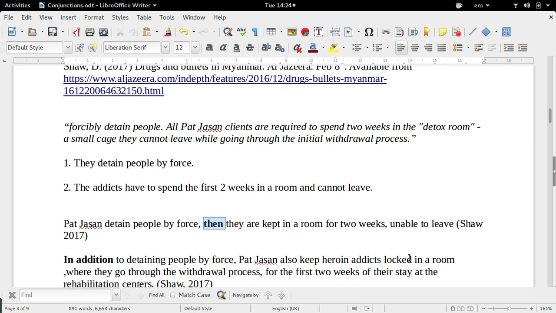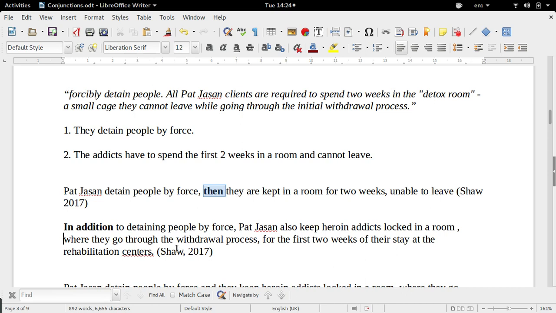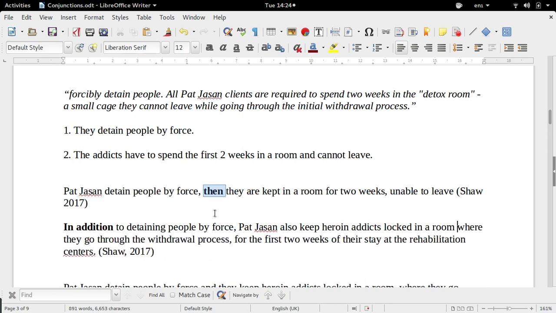They're locked in a room where they go through the withdrawal process for the first 2 weeks of their stay at the rehabilitation centre. Okay. So I'm adding that information. I'm using the relative connector where to just give us more information about the room.